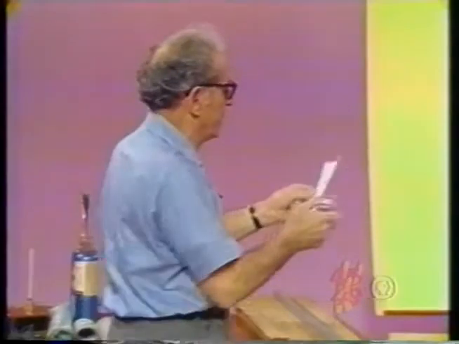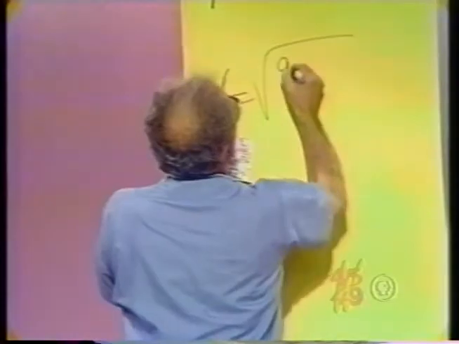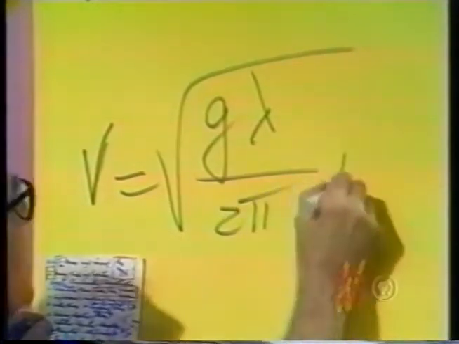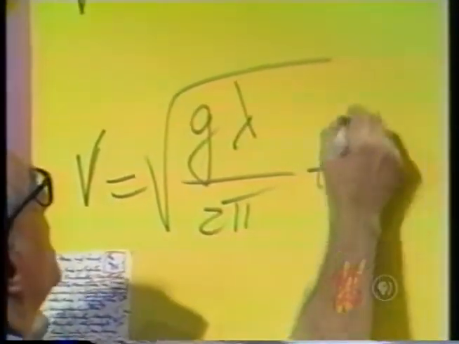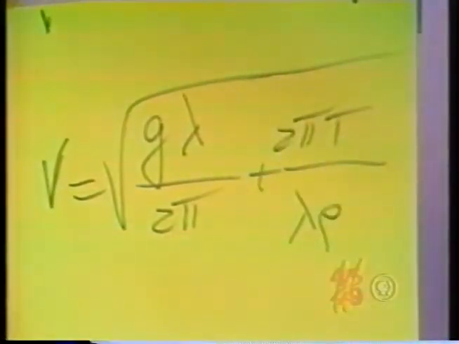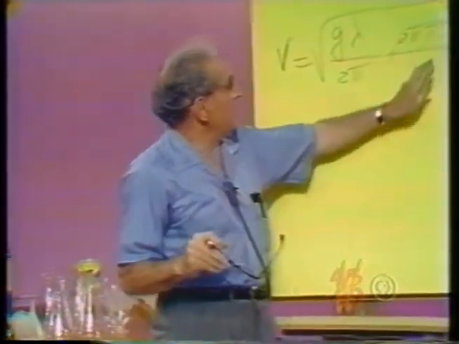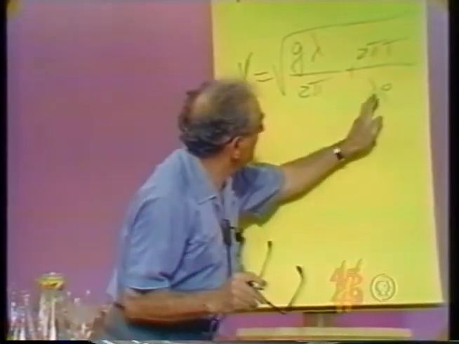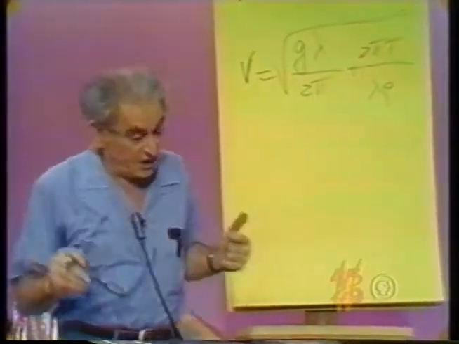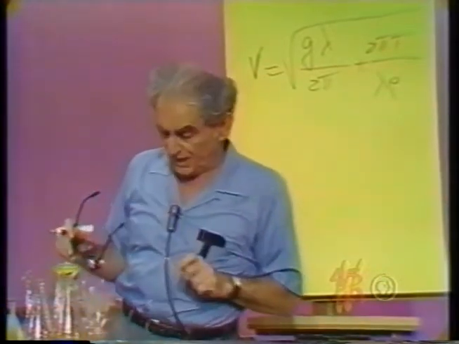So here is the velocity with which a water wave moves. And notice how much troublesome. v = sqrt(gλ/2π + 2πT/(λρ)), where λ is the wavelength. Now somebody says, oh my God, Professor, that's gibberish. No, no, no. If the waves are very small, certain things apply. If the waves are very large, other things apply. This tells us the velocity of the propagation of water waves.